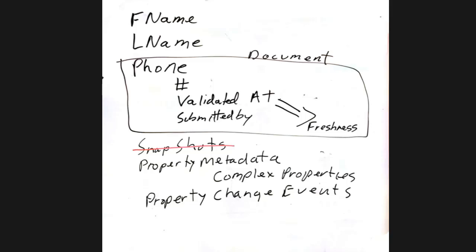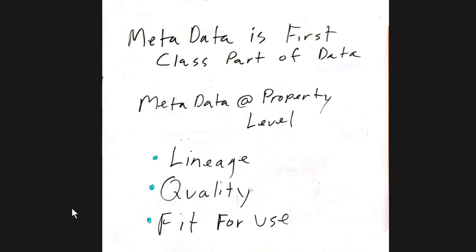The goal here was to escalate the notion that metadata is a first-class part of your data, and you shouldn't treat it like some weird bookkeeping field. We need to maintain metadata at the property level, and you should come up with a way to do that if you're worried about data lineage, data quality, or whether your data is fit for use.